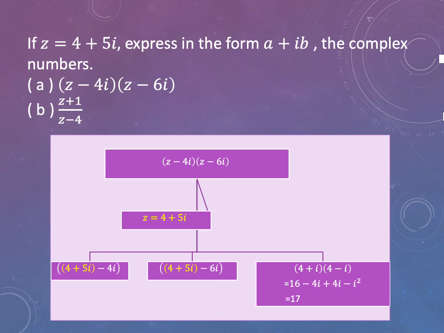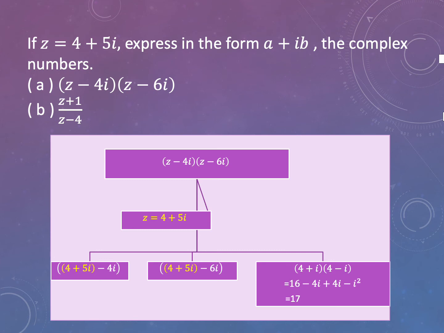As we know, given that z equal to 4 plus 5i, so z minus 4i equal to 4 plus 5i minus 4i. So we have 4 plus i. And the second expression, z minus 6i equal to 4 plus 5i minus 6i. So we have 4 minus i.